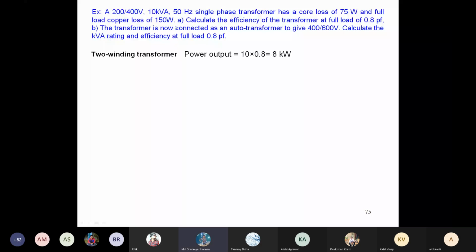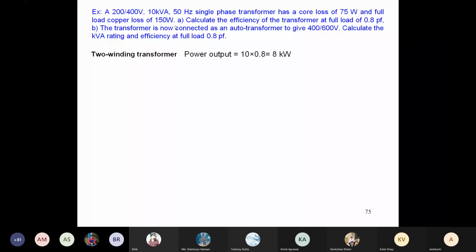Find out the efficiency. So 10 kVA is given at unity power factor. Where is unity there? You have to read what is in the problem. Anywhere unity is written? No, sir. I'm asking how you have calculated power output as 10 into 0.8? What is the power factor given? Part A of the question. 0.8 power factor I have given. Where have I given unity power factor?